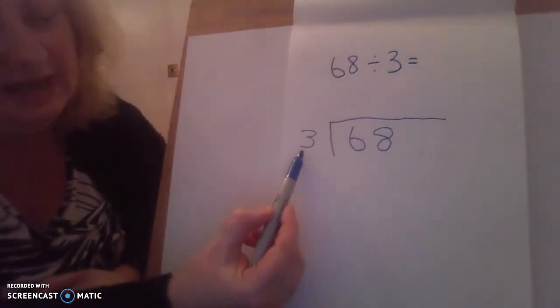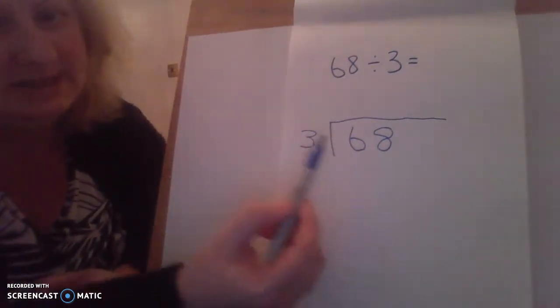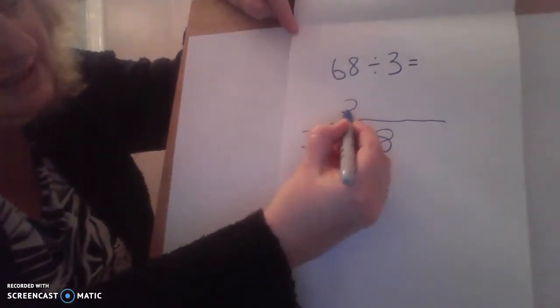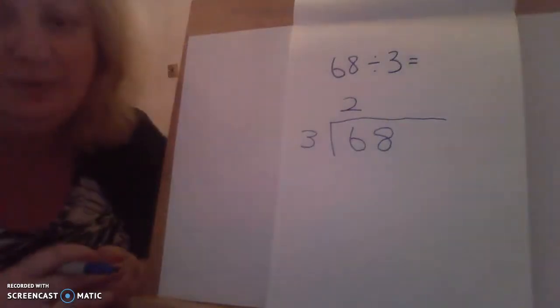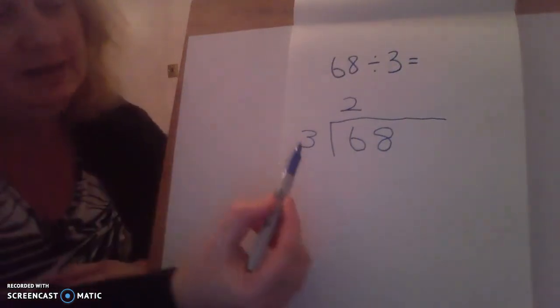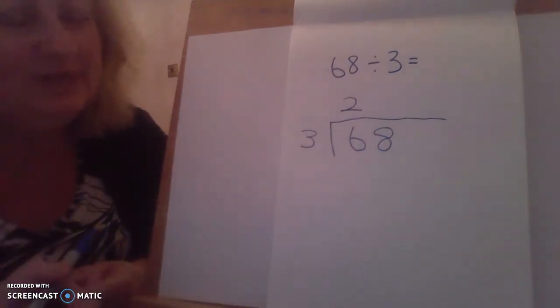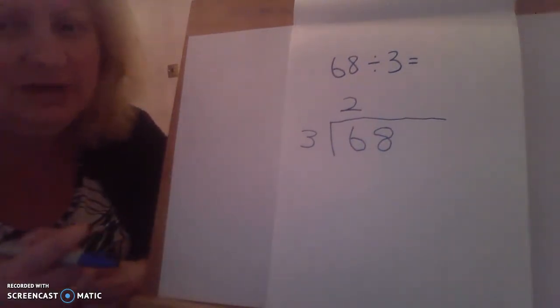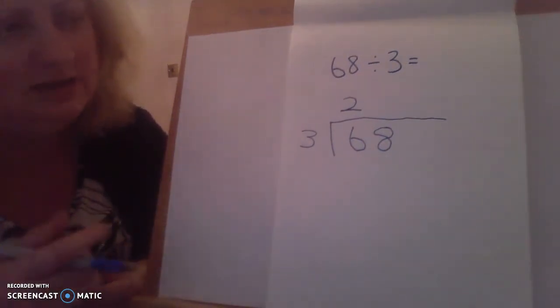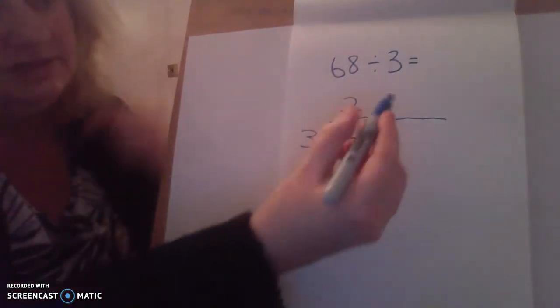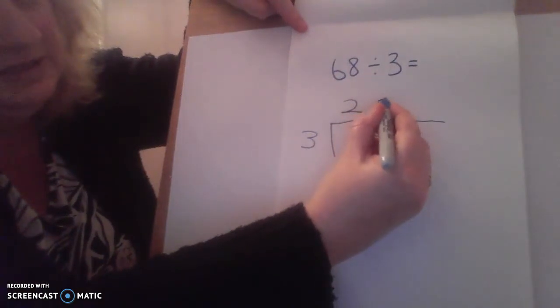So now we're going to see how many 3s are in 6. Now I know you're all shouting at me, it's twice Mrs. Poles, there's 2 3s in 6. So we're going to pop that at the top above the number 6. Now this one's a bit more tricky. How many 3s are in 8? Now, if 2 3s are 6, then 3 times 3 is 9. 9 is too many, so we can only go 2 times.